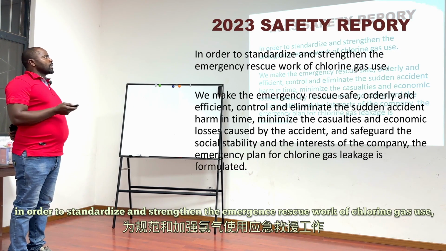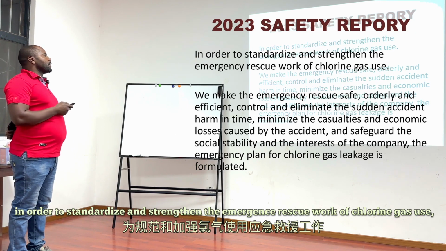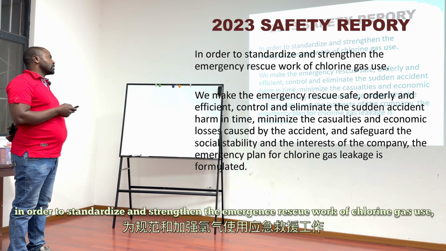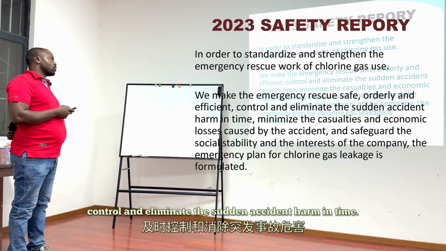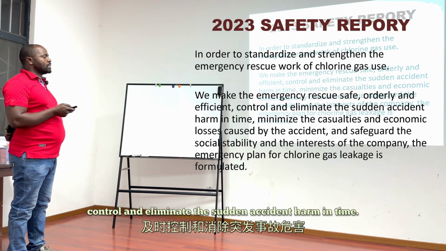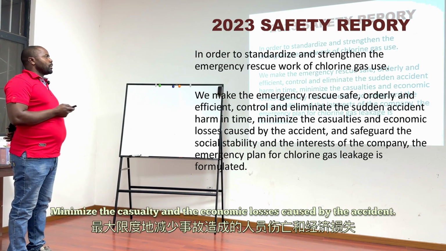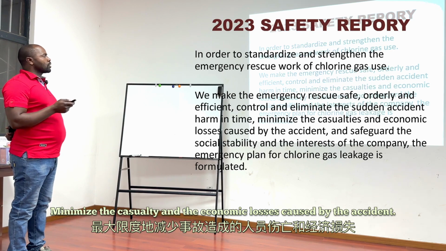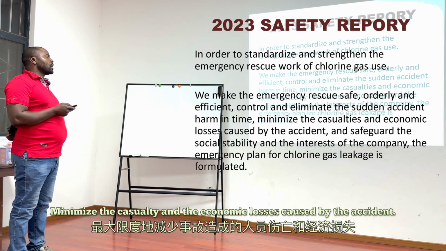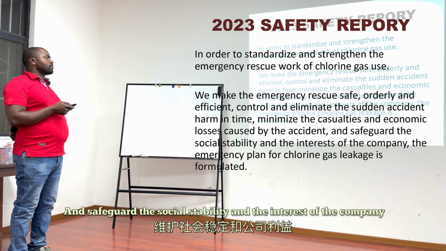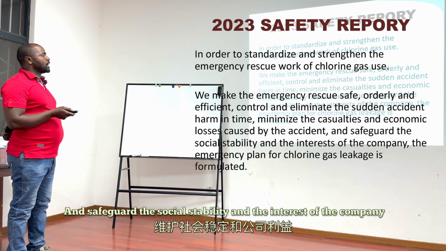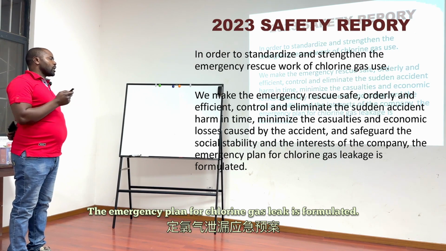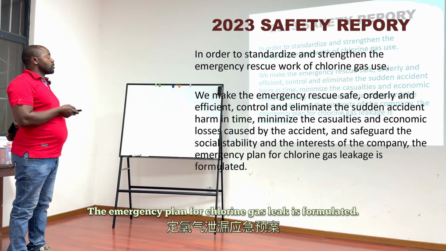In order to standardize and strengthen the emergency rescue work for chlorine gas use, make the emergency rescue safe, orderly and efficient, control and eliminate sudden accident harm in time, minimize the casualties and economic losses caused by an accident, and safeguard social stability and the interests of the company, the emergency plan for chlorine gas leaks is formulated.